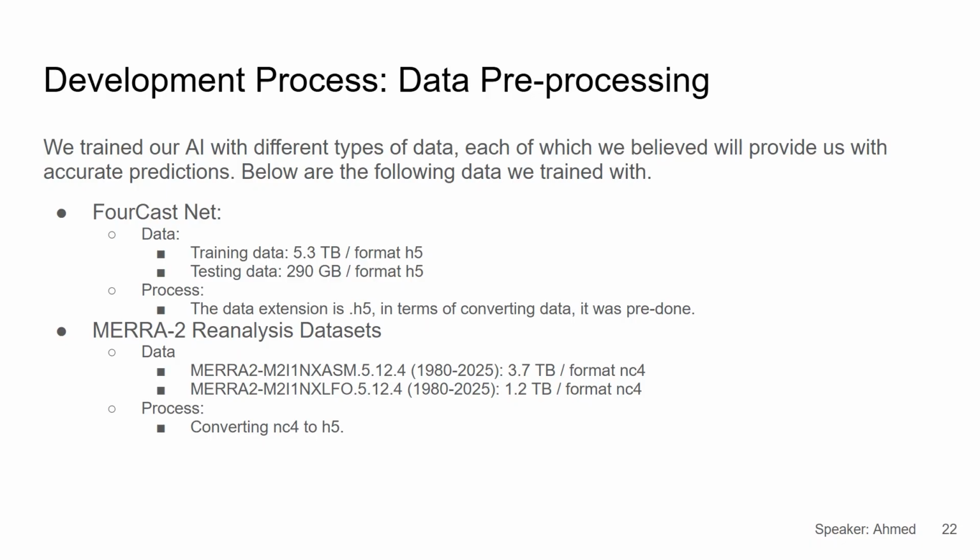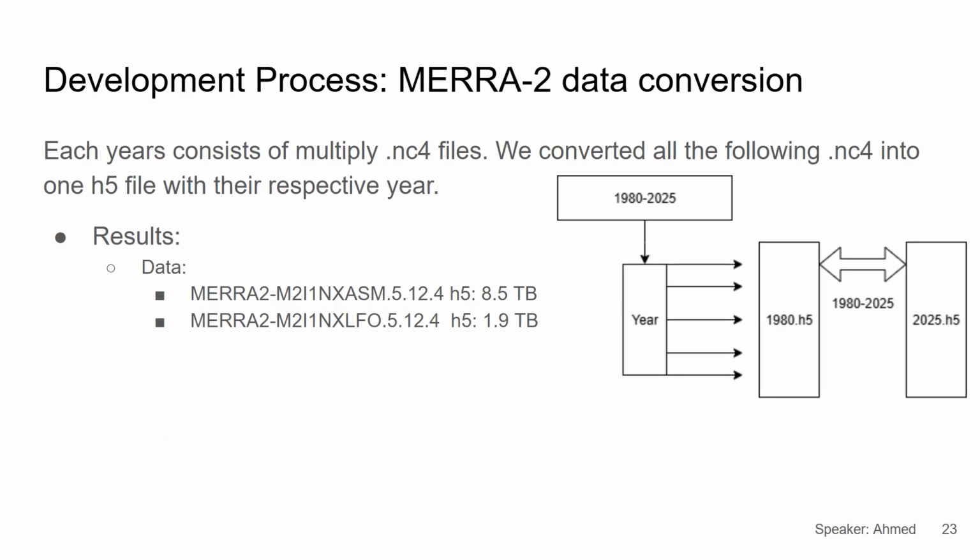For the process, we needed to convert NC4 files to H5. For the MERRA-2 data conversion, since each year consists of multiple NC4 files, we converted all the NC4 files to one H5 file for the respective year. As a result, we got 8.5 terabytes of data and 1.9 terabytes of data.